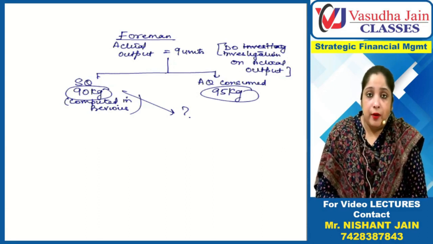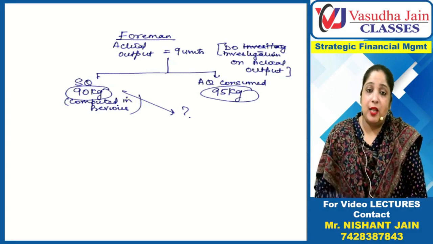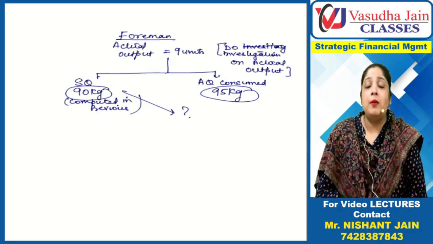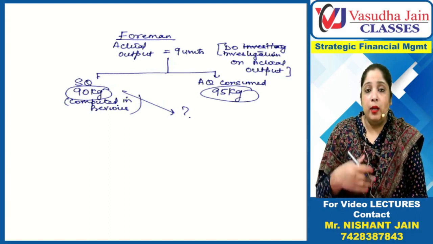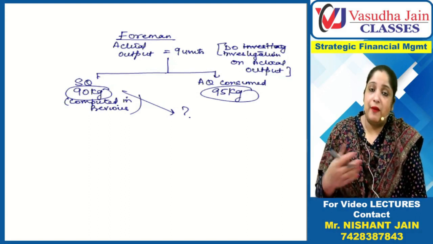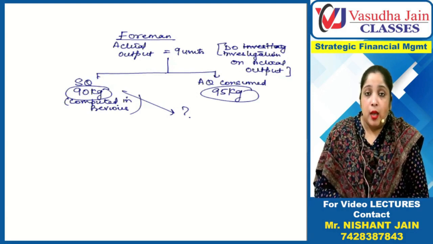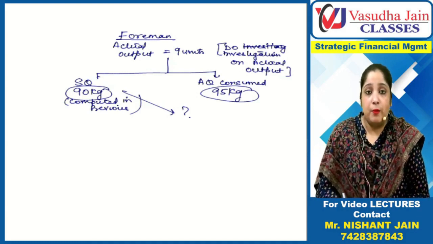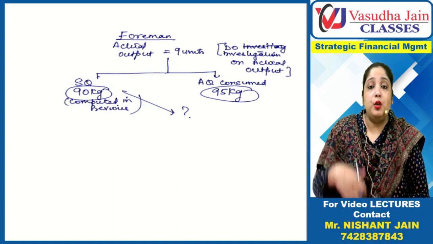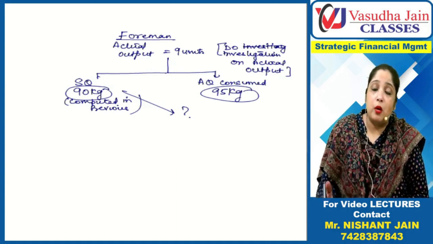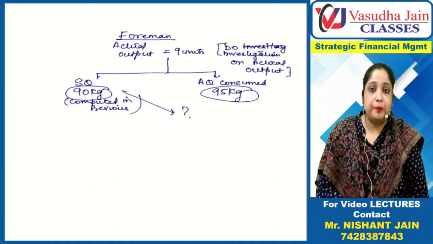There can be a theft of raw material. That is why 95 kg of raw material was used, or some raw material was not used properly. That is why 95 kg was used. There can be n number of reasons, but at least now we know that the cost must have risen because the usage of raw material is more than what was supposed to be used.